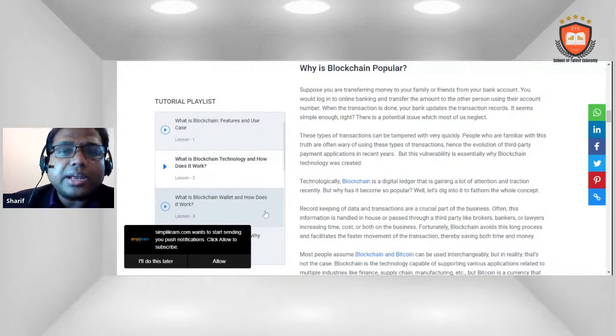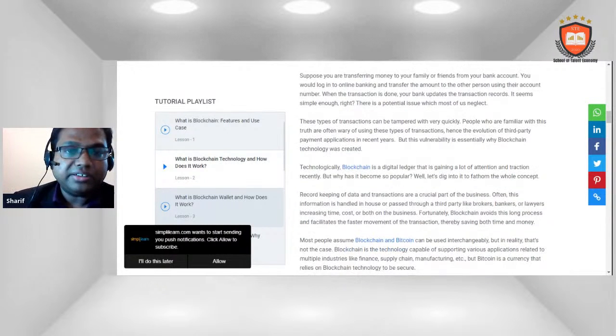This type of transaction can be tampered with very quickly. People who are familiar with this truth are often warned against using this type of transaction. Hence the evolution of third-party payment applications in recent years. But this vulnerability is essentially why blockchain technology was created.